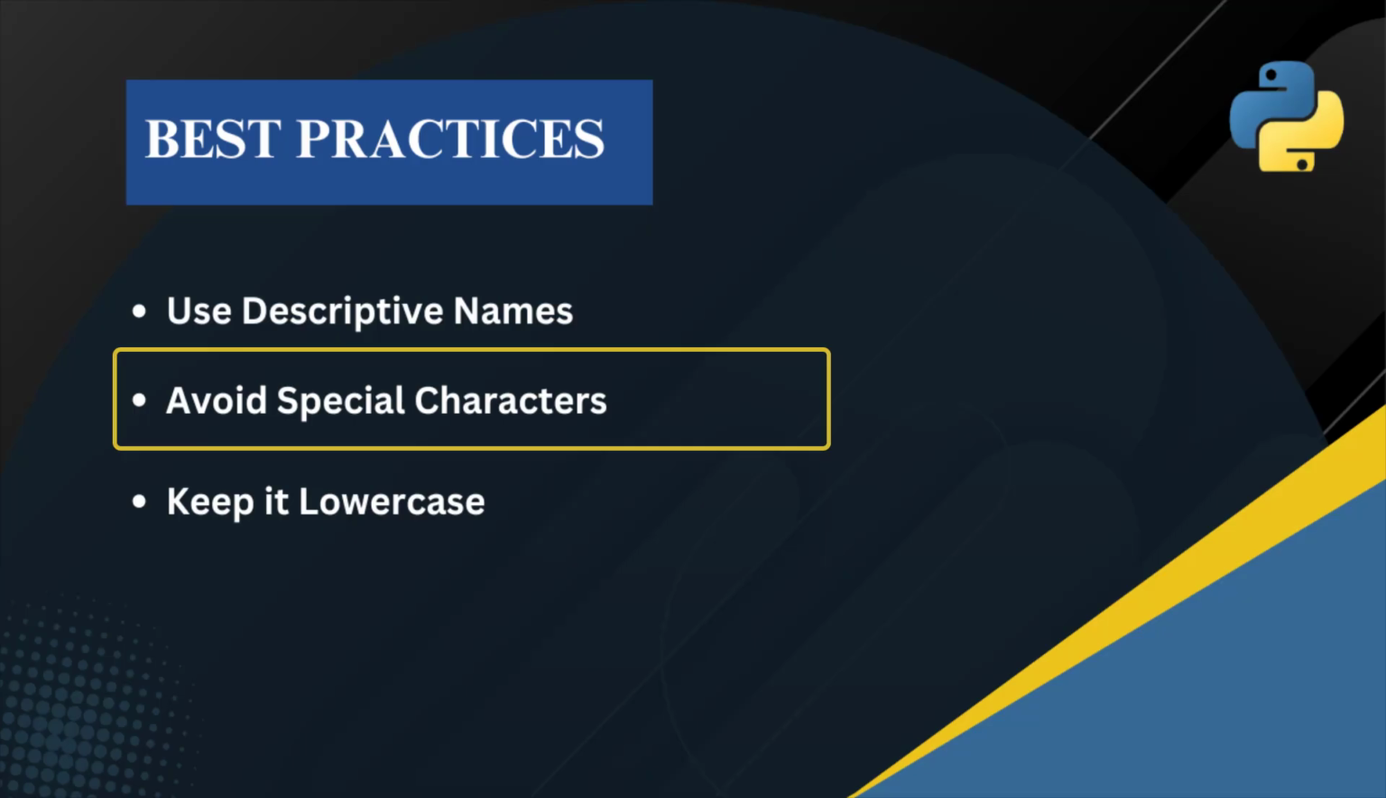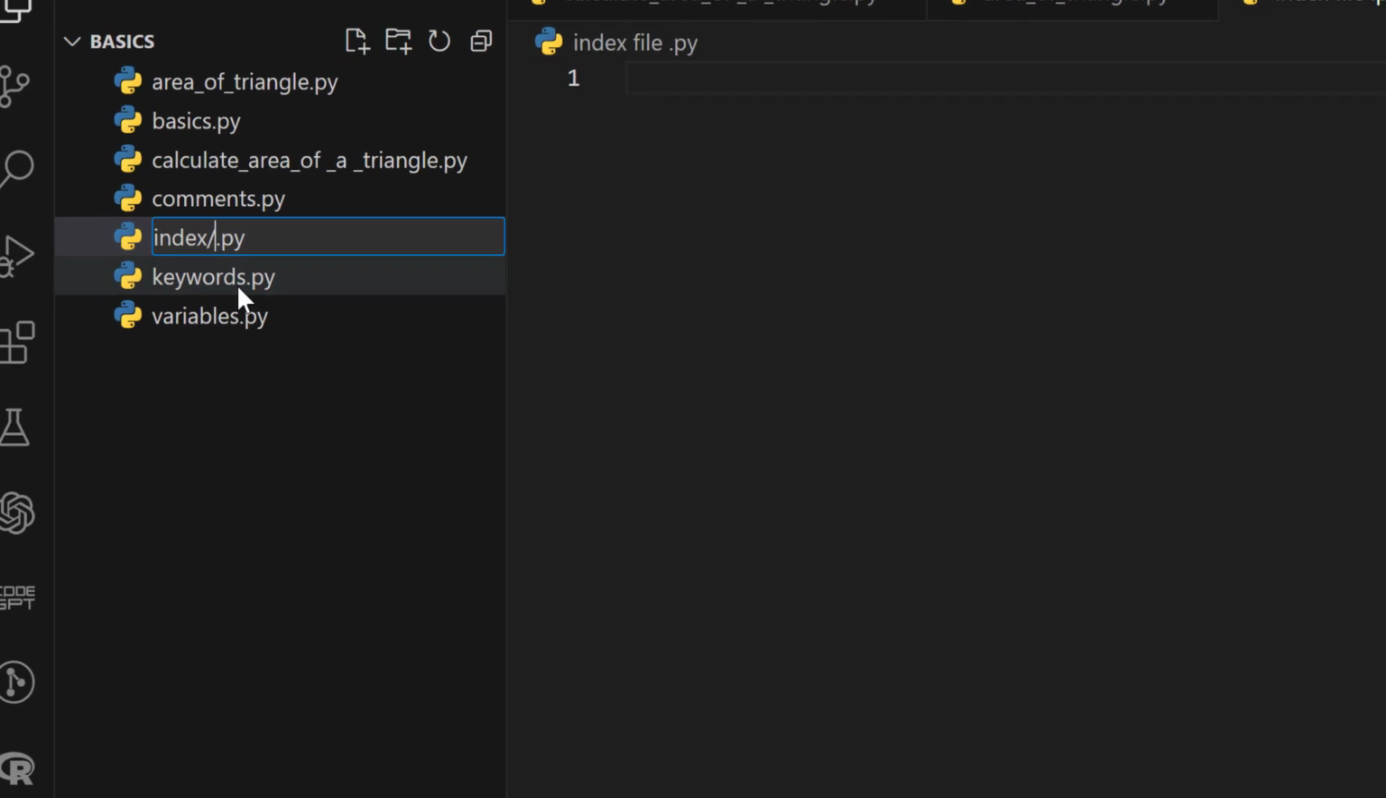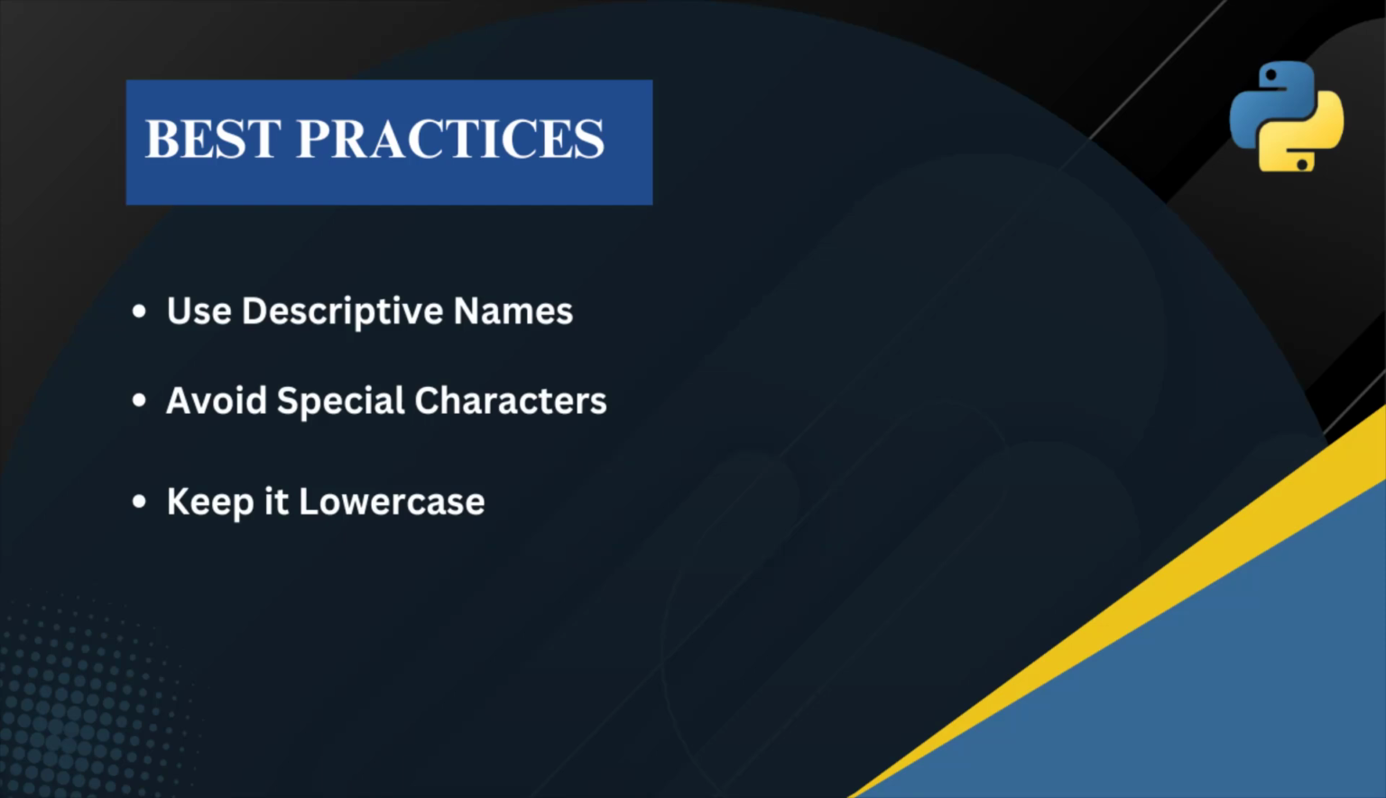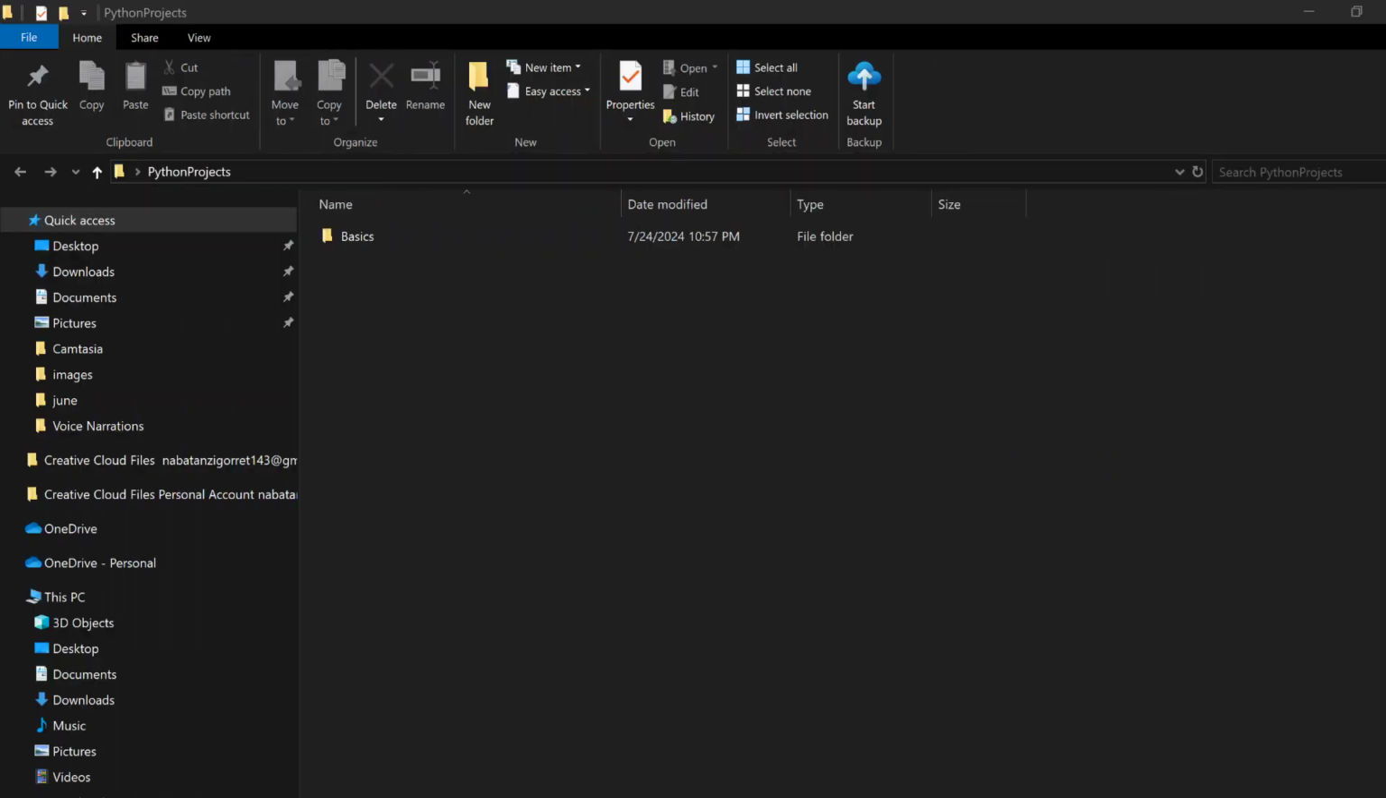Then we also have avoiding special characters. You always have to stick to letters, numbers, and underscores. You also have to ensure that you keep the file names in lowercase. It's not a must, but it's recommended that you always work with file names in lowercase. By following these conventions, your projects will be more organized and your code will be easier to share and collaborate on. Now let's create our first Python file.